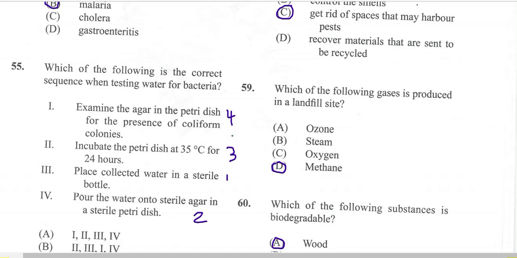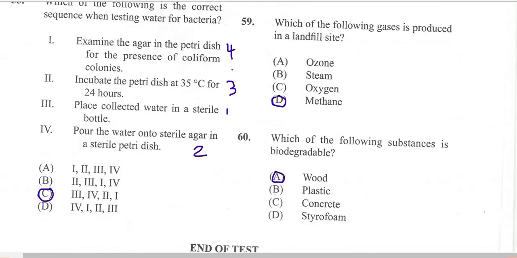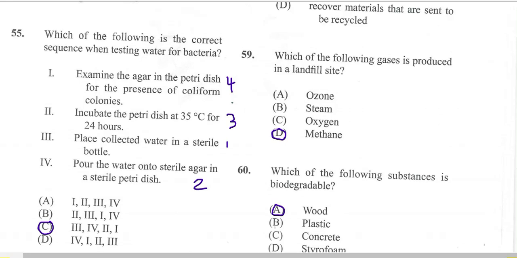The next thing we want to do is incubate the petri dish at about 35 degrees Celsius, and some might say up to about 35 degrees Celsius, for at least 24 hours, meaning that we're going to get the temperature up there. And then the last thing we want to do is to examine the agar in the petri dish for the presence of coliform colonies. All right, that's the organism we're looking for. So our answer here is definitely going to be C, as you would have seen me writing there, the sequence 1, 2, 3, 4. So C is our answer for question 55.